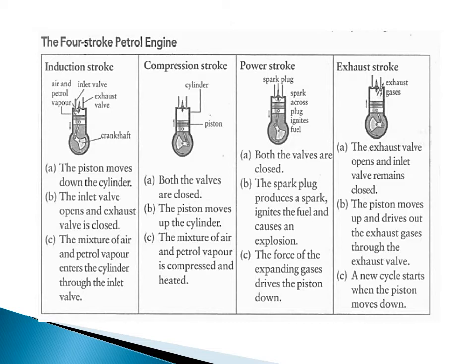Okay, the first one, the piston. Okay, look at the diagram. You have here the air and petrol vapor injected inside the cylinder. So to allow this petrol and air to enter, this inlet valve will be open, and the exhaust valve will be closed, to prevent the petrol from moving outside the cylinder. So this piston will be joined to the crankshaft.